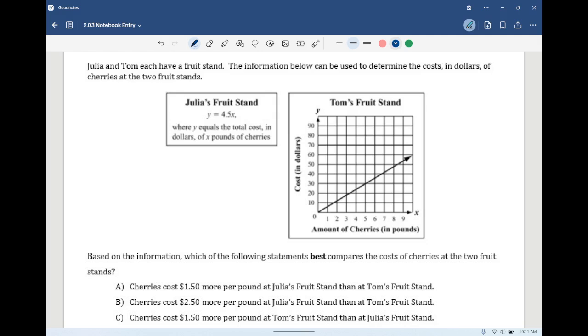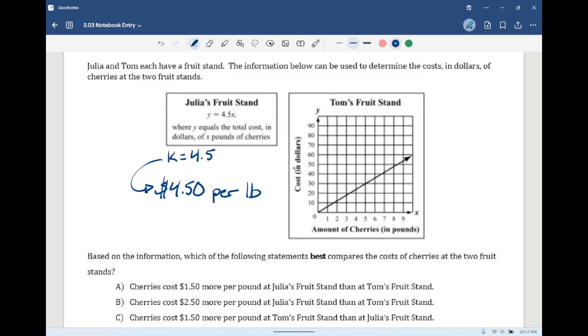Raise your hand. What's the K value? Eden. K value is its amount of cherries in pounds. Yeah, I want a number. What's the number for the K value for this equation? 4.5. This is 4.5. And so that tells us, if I then use this with our units, at Julia's it's $4.50 per pound.